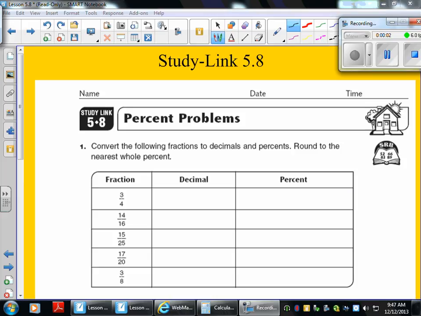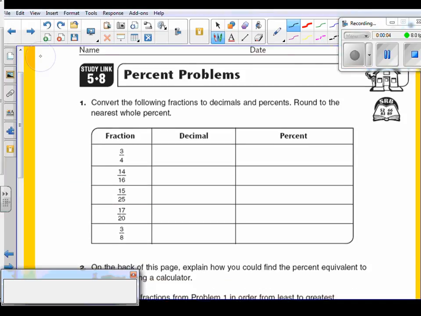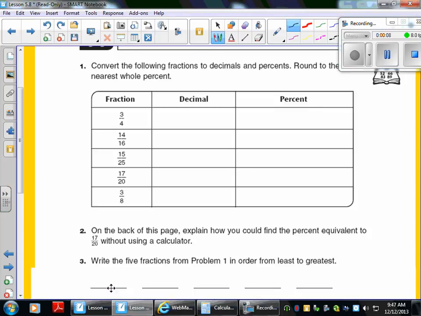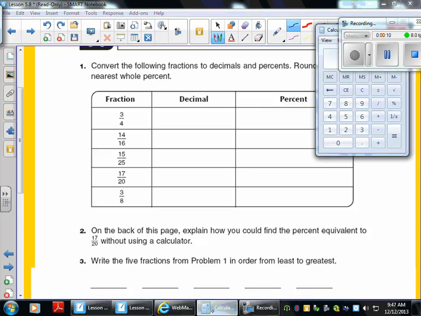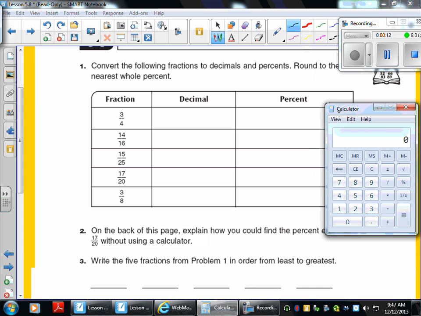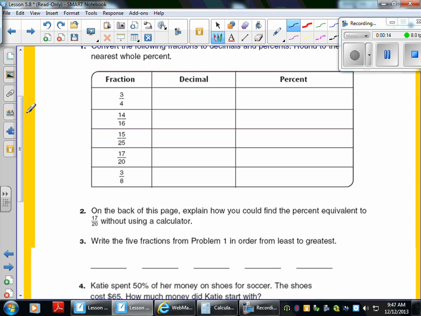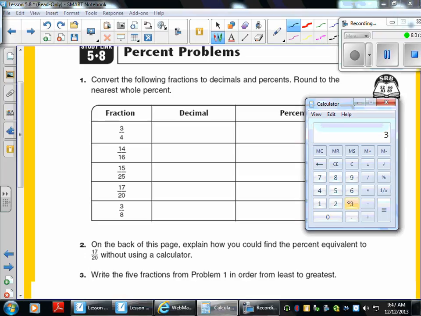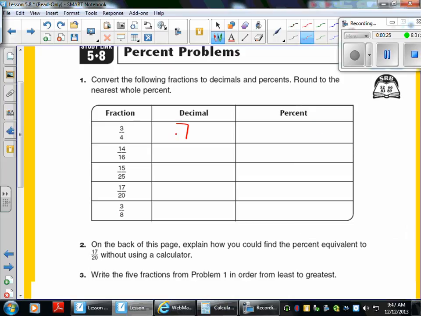Today we're working with percent problems. We get to use a calculator today, so I should probably get back to that calculator. First problem here, we have 3/4. In our calculators, we can go ahead and do 3 divided by 4 equals 0.75, my decimal. 0.75 as a percent would be 75%.